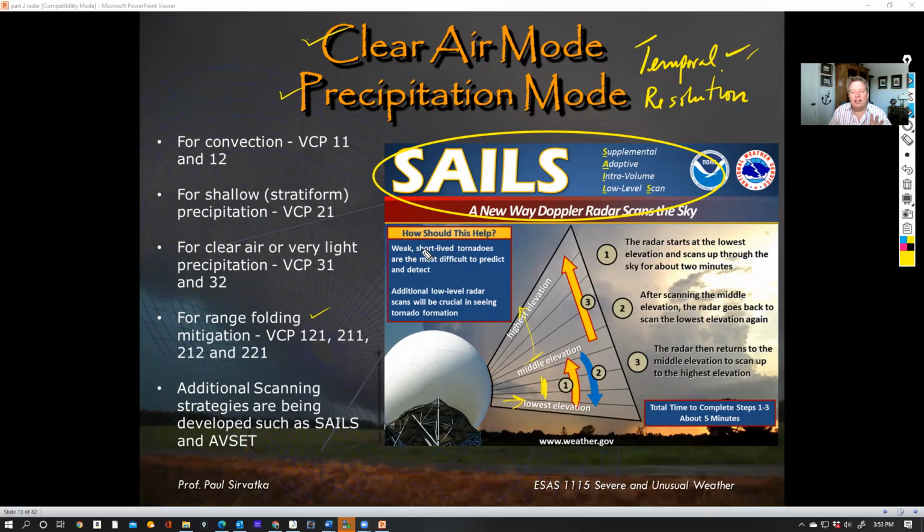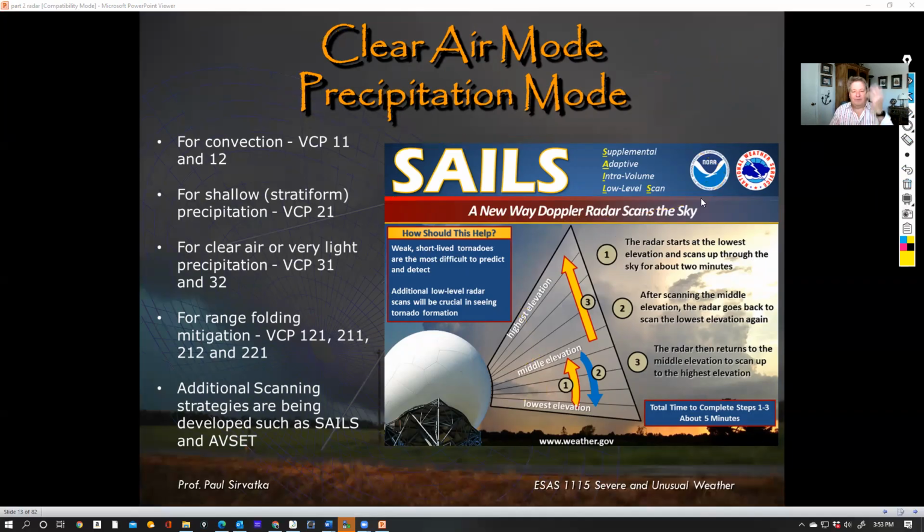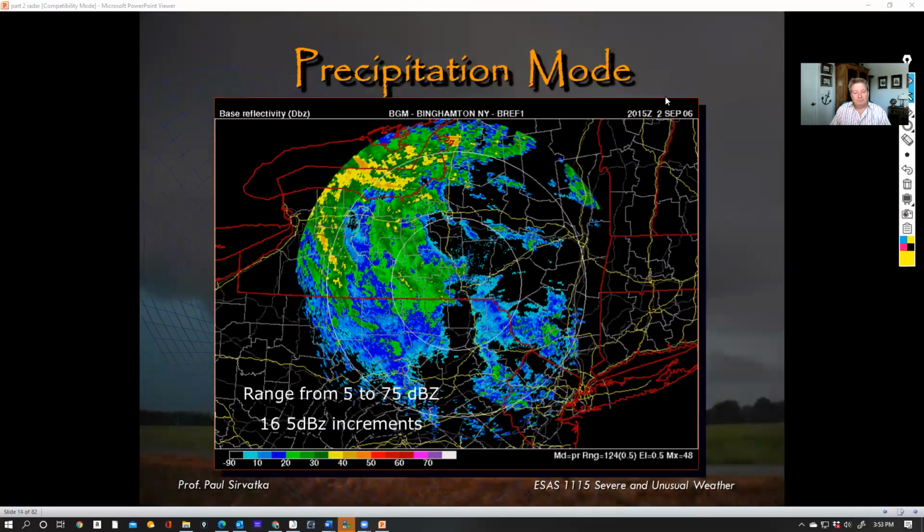So why is this good? Weak, short-lived tornadoes might actually be able to be detected. If not, sometimes you just don't. So this is just a scanning strategy, SAILS. And we have some cool technologies. We're just smart humans and make good solutions to problems. Now, the radar operates in the two modes, the VCPs, the precip mode and the clear air mode.